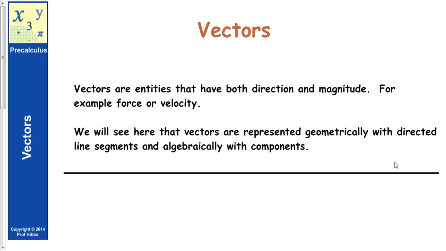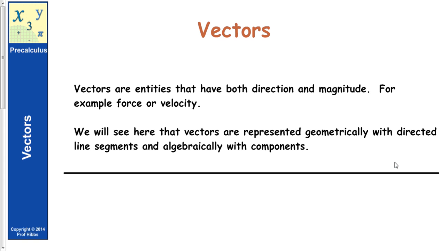Well, we're beginning to talk about vectors in this section. And as you can read, vectors are entities that have both direction and magnitude. Force is a good example of a vector. When a force is applied, it's applied at a certain amount of force, and it's applied in a particular direction. So force has a magnitude, like 10 pounds of force, in a particular direction.